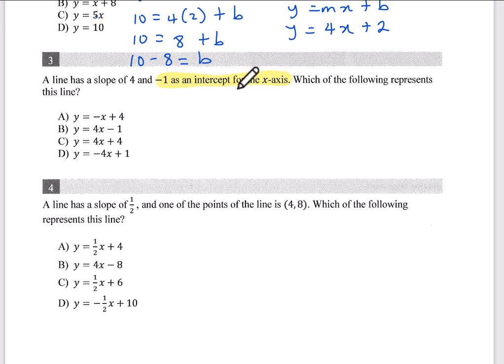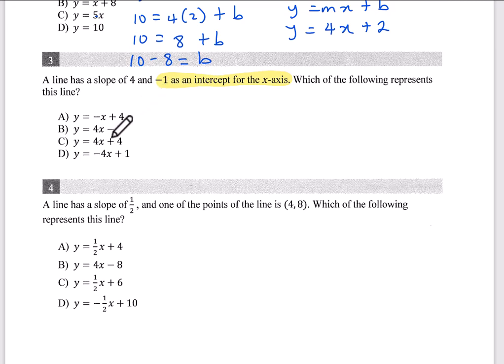Now remember, whenever you have an intercept for the x-axis, y is 0. You understand? So at an intercept, one of the variables is 0. If you're talking about the y-intercept, x becomes 0. If I'm talking about the x-intercept, y becomes 0. So whenever the line is intercepting x, y is 0. And whenever the line is intercepting y, x is 0. Just know this. Okay, so because of that, if the line has a slope of 4 and an intercept, it means that y will be 0. You understand? And -1 as an intercept for the x-axis.